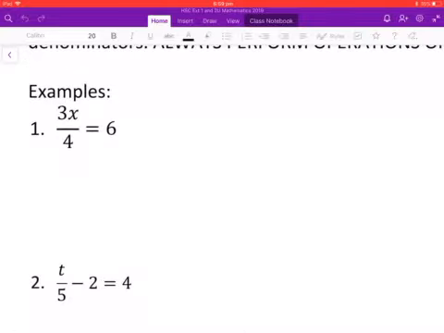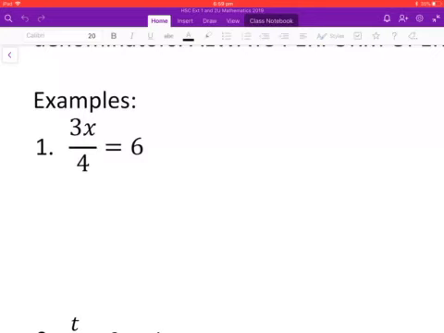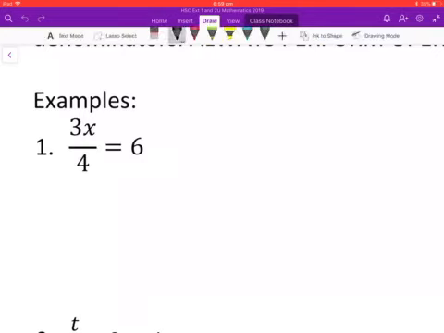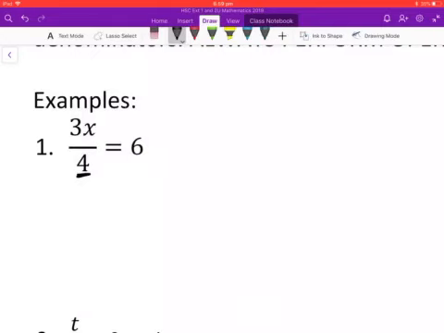All right, first one, 3x over 4 equals 6. 3x on 4 equals 6. Well, we've got a denominator of 4 over here. And so we've got to think about that. Obviously to get rid of it, or to multiply that out, we have to multiply both sides by 4. Now, often the confusion is people say you've got to multiply top and bottom by 4.